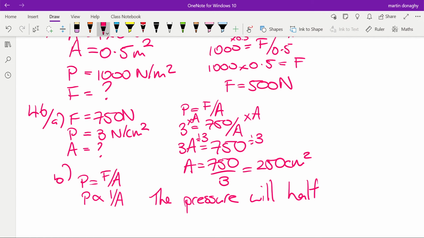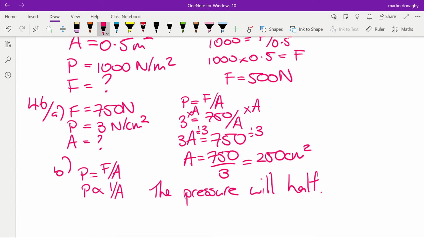That turned up in an exam once, and if you just say the pressure will get smaller, you only got 1 out of 2 marks. You had to be precise with it and say that it would halve.